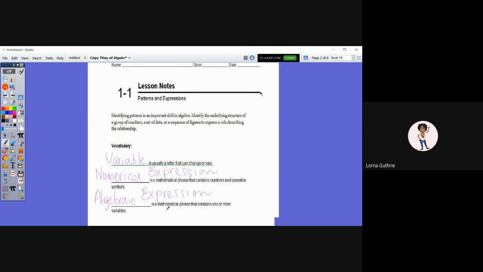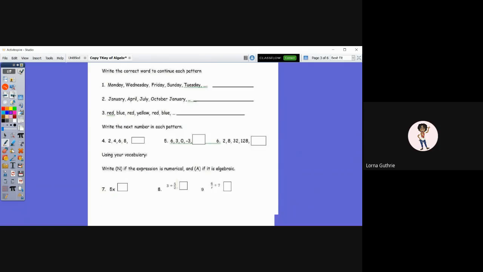So, if it has a mathematical phrase with one or more variables, variables are usually a letter that can change or vary, we say it's an algebraic expression. If it's just a mathematical phrase with numbers and operation symbols, we say it's a numerical expression. Let's go to the next page.